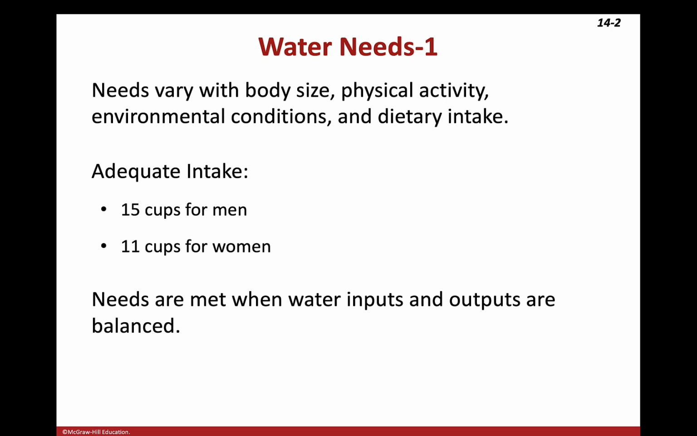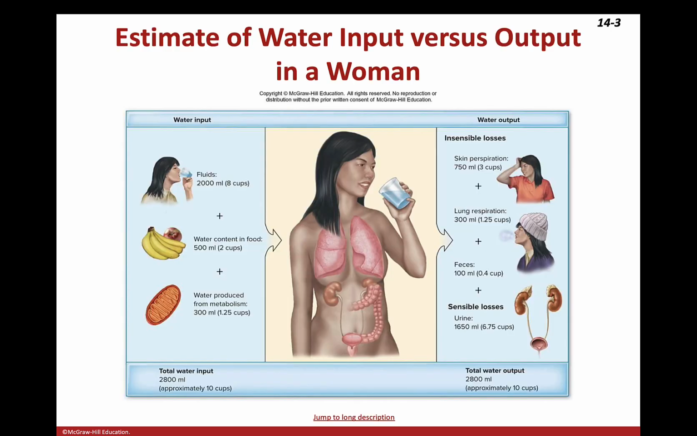And the thing to remember here is water needs are met when water input and output are equal to each other. Here we have an image displaying an estimate of water input versus output in a woman. The primary source of water is mostly fluid that they consume. Here we have 8 cups.